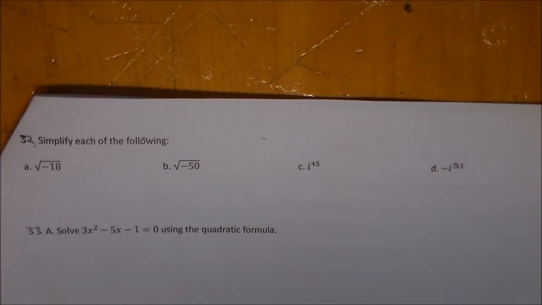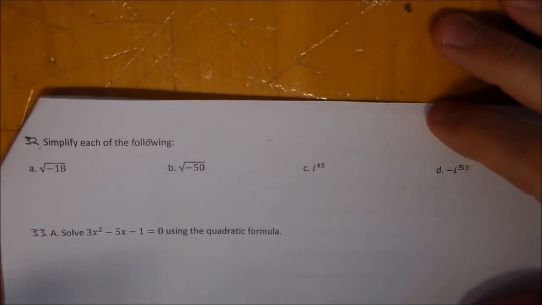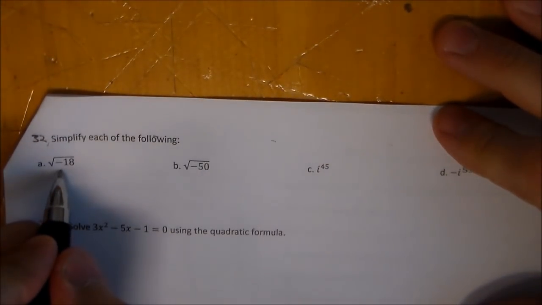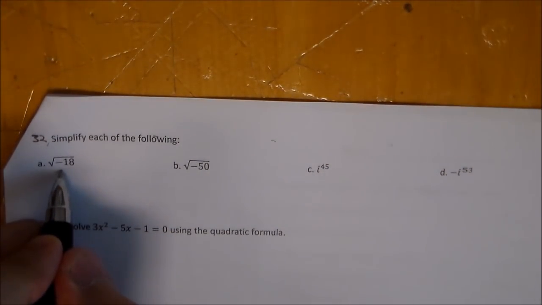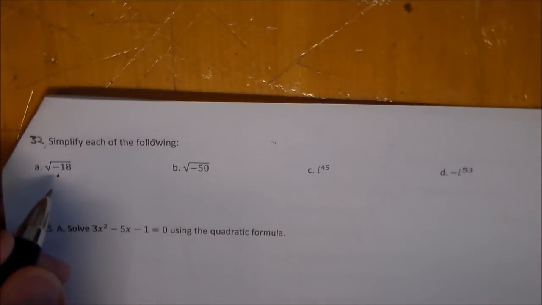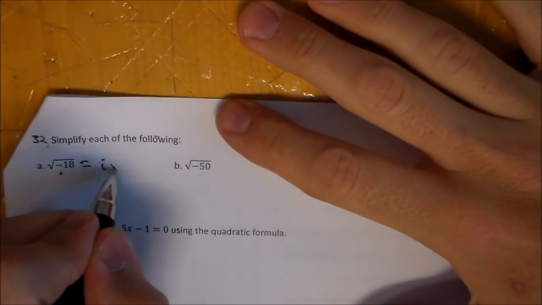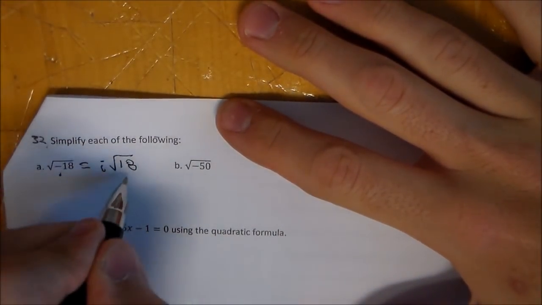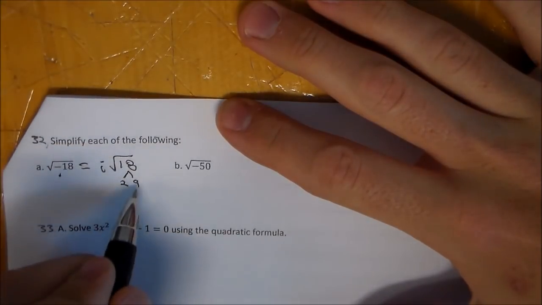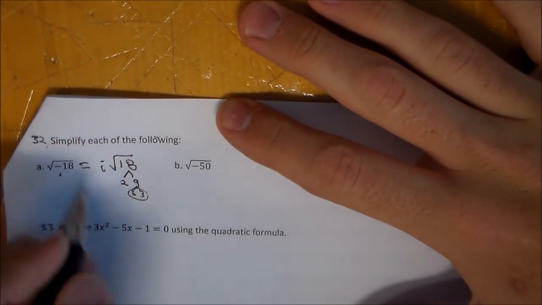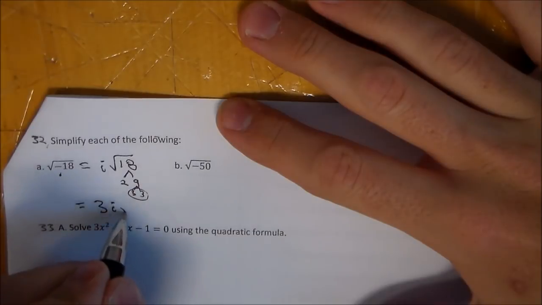For 32, we need to simplify our radicals when we have some imaginary values working here. So negative 18. Imagine we're doing a quadratic formula and we get a radical with negative 18. We need to simplify that. First, I would recognize the fact that it is imaginary and just write i root 18. 18 is 2 times 9, so the 9 is going to give you a pair of 3's, and that's going to become 3i root 2.